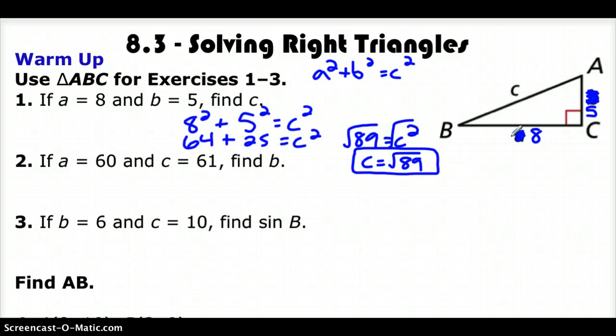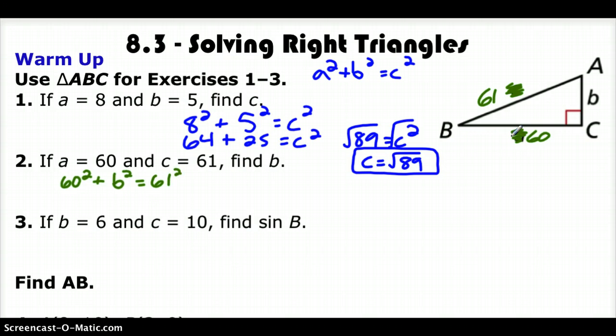For part 2, it gives us a and c this time, so we don't have b. This time it tells us that a is 60 and that c is 61, and we're supposed to find lowercase b. In this case, we can still do a squared plus b squared equals c squared, but this time we're going to do 60 squared plus b squared equals 61 squared.